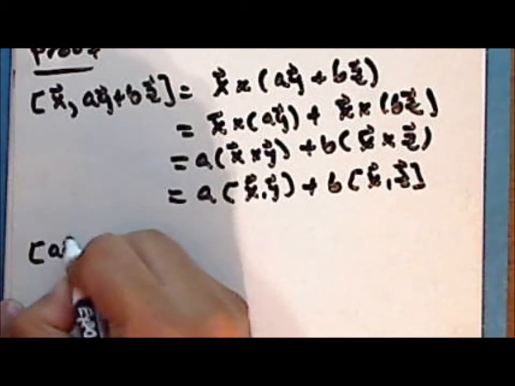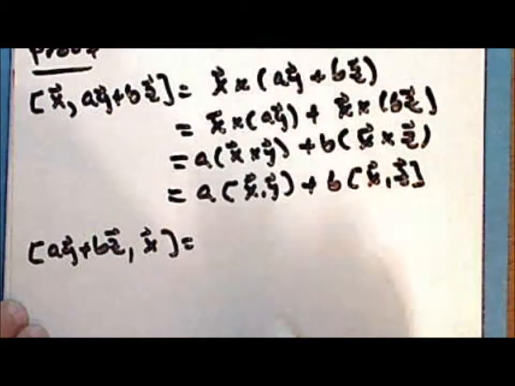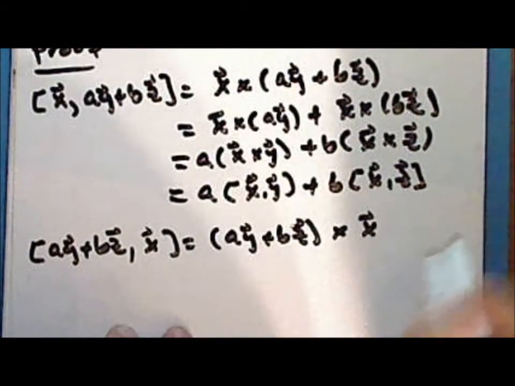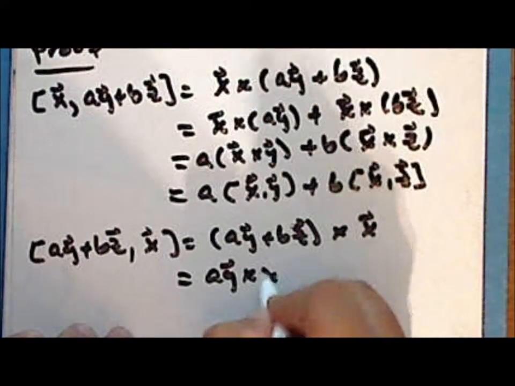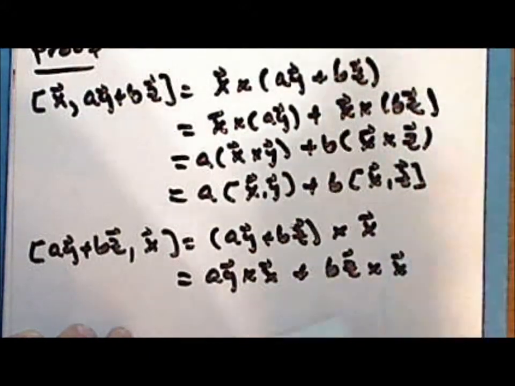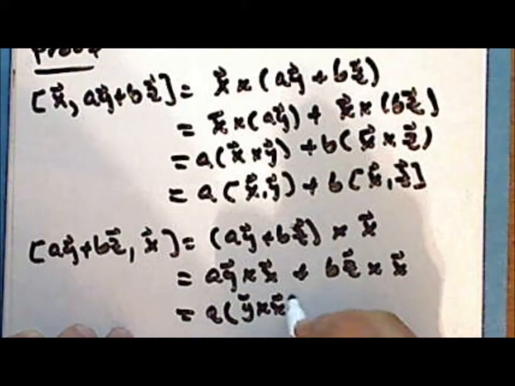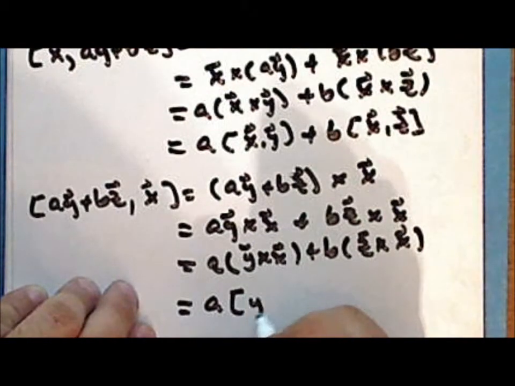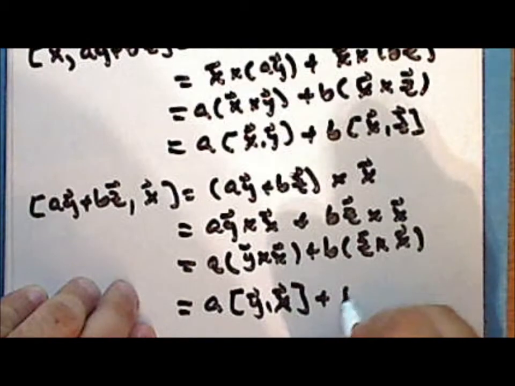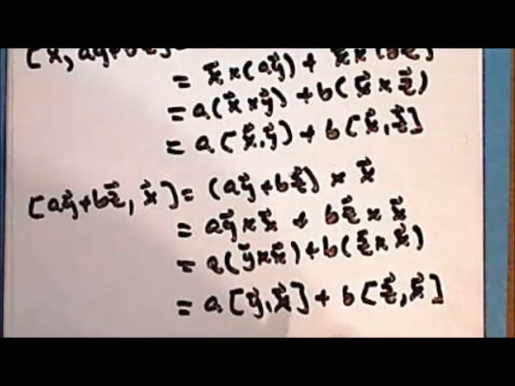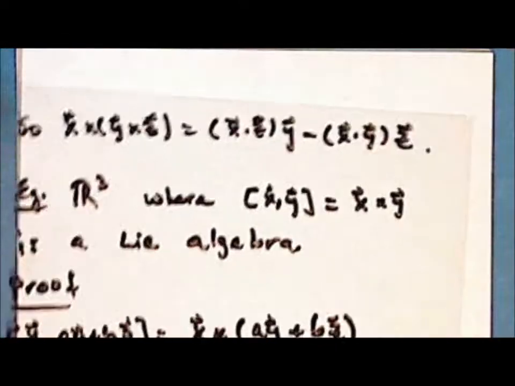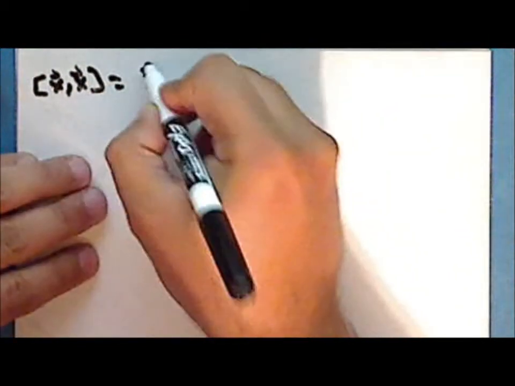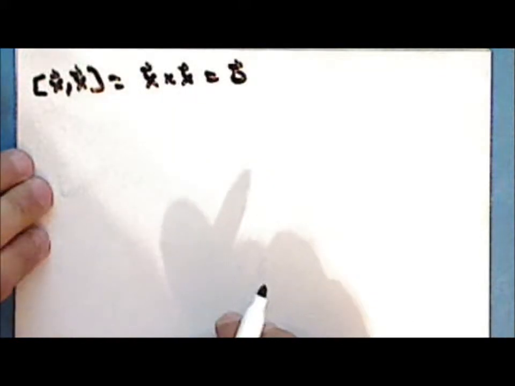Now the Lie bracket a y plus b z, x is the cross product of the quantity a y plus b z cross the vector x. And so this is the vector a y cross x plus the vector b z cross x, which is a times the vector y cross x plus b times the vector z cross x, which is a times the Lie bracket yx plus b times the Lie bracket zx. So the Lie bracket does satisfy bilinearity. Now the Lie bracket of xx is the cross product of the vector x with itself, which is the zero vector, and so it is an alternating operator.